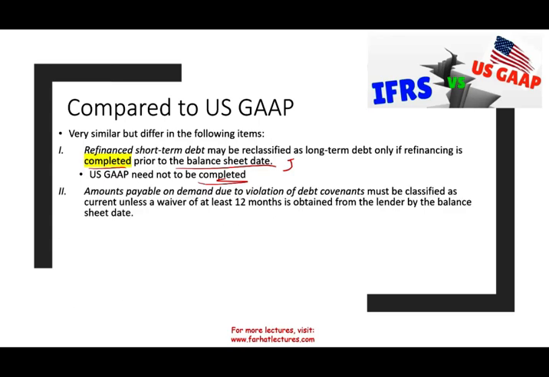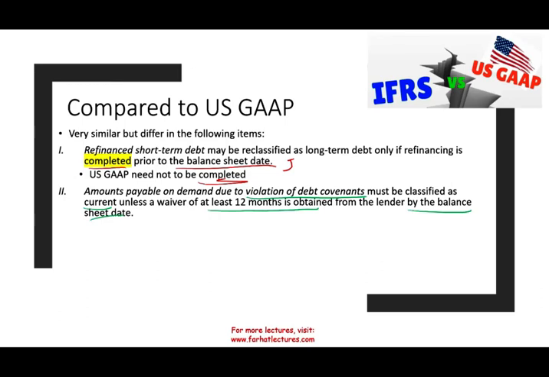Amounts payable on demand due to violation of a debt covenant must be classified as current, unless a waiver of at least 12 months is obtained from the lender by the balance sheet date. What does that mean? Under IFRS, if there's a violation of the debt, what is a violation of the debt? You took out a loan, and the bank or the lender might impose conditions on you.